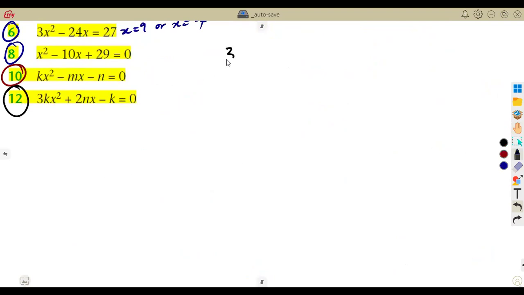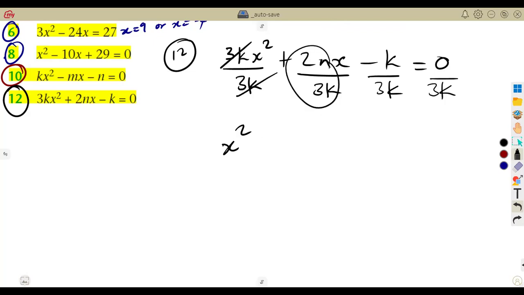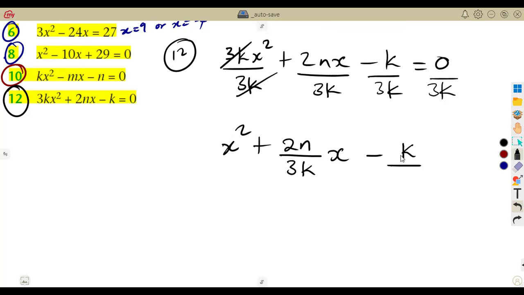So number 12, I'm going to have the same presentation, 3kx squared, equal to 0. I'm going to just divide by 3k, as it is affecting x squared. So that will be x squared, plus 2n over 3k, let us properly see that over 3k, that's a positive there, minus k over 3k. Just like the previous case, do not divide the k and the k. Leave it like that.